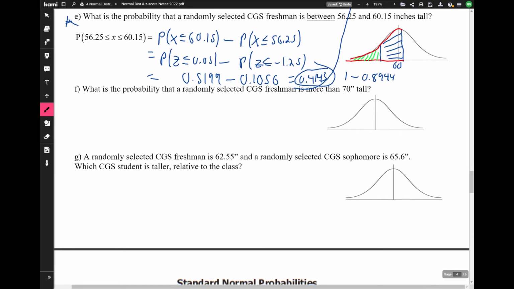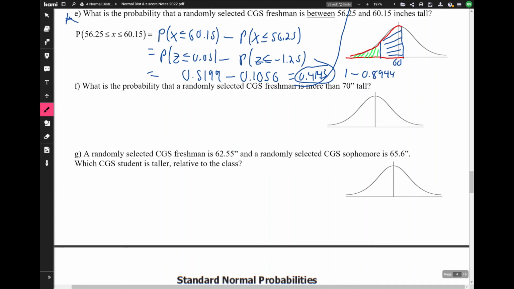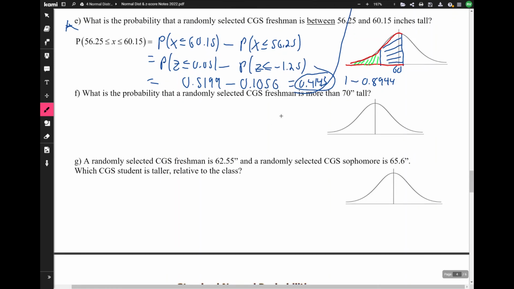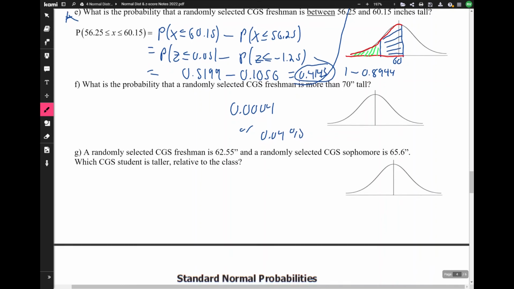All right, and last but not least, please do part F and G. All right, so part F here, you should get a very small number, 0.0004 or 0.04%.